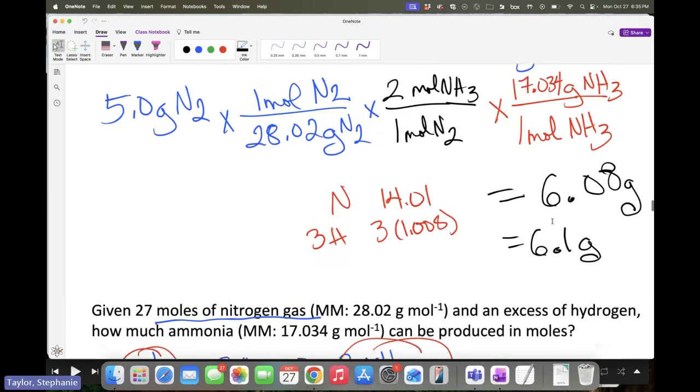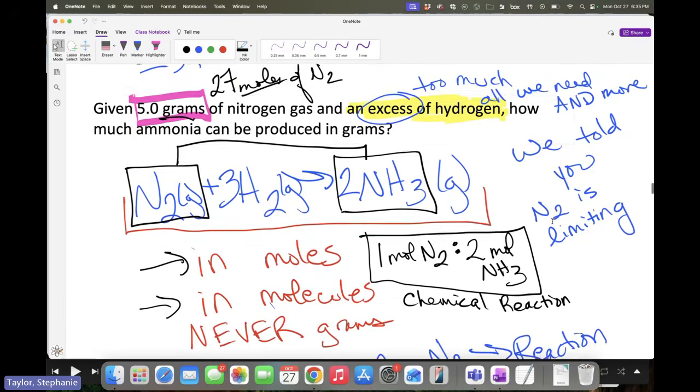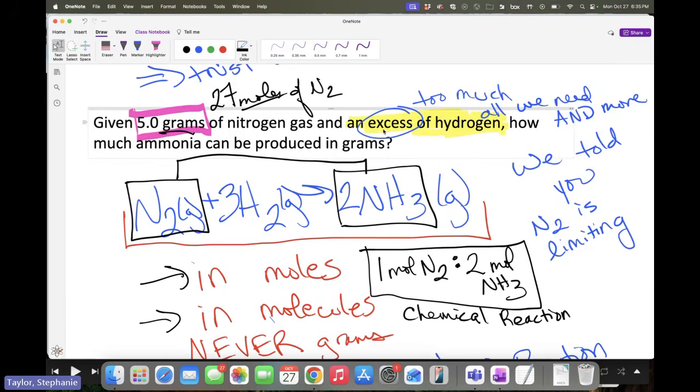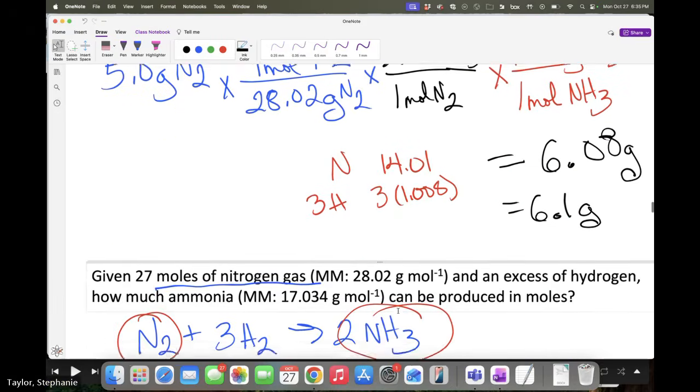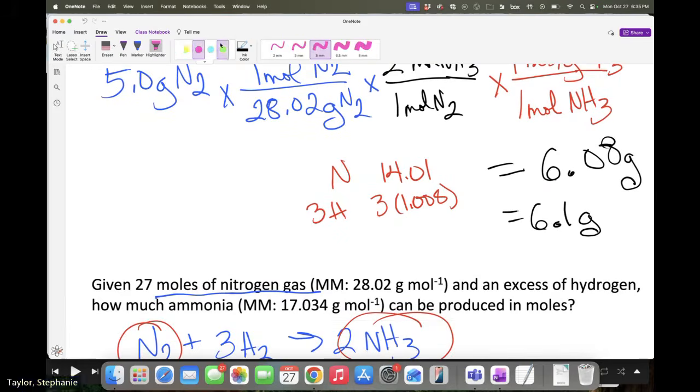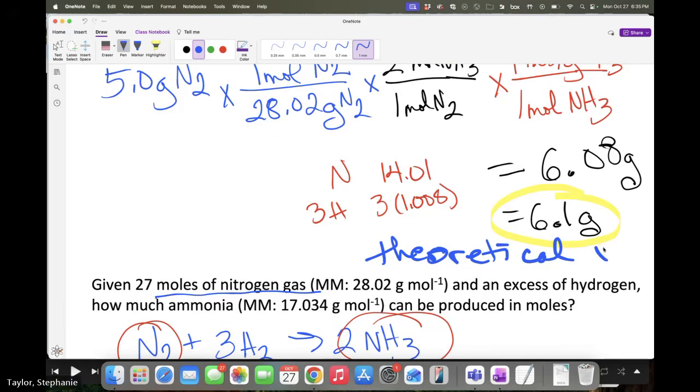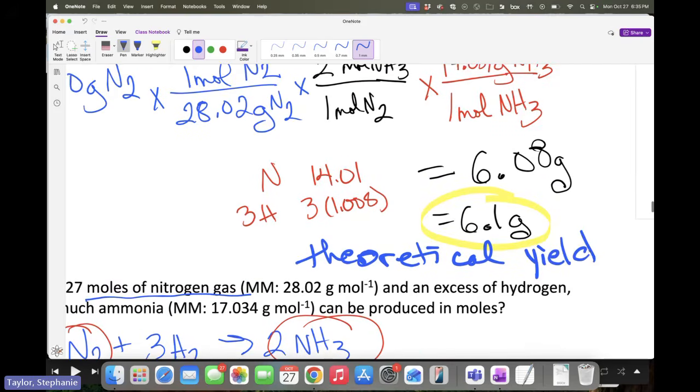This 6.1 grams, where you have a question all in words, and then you just work the whole thing with math and your calculator, and you're like, what did you get? That is the theoretical yield. So we refer to that number, whatever that number is, as the theoretical yield. Because you just did it with a pen and paper.